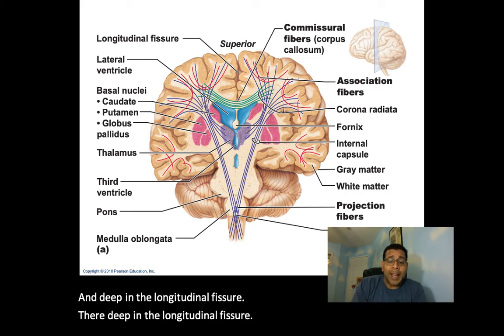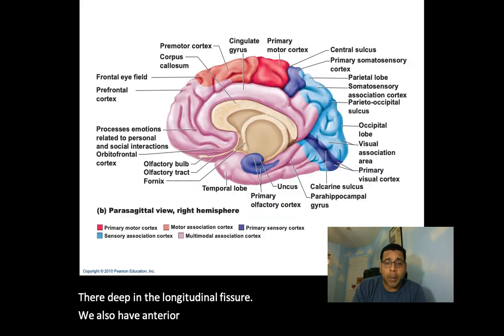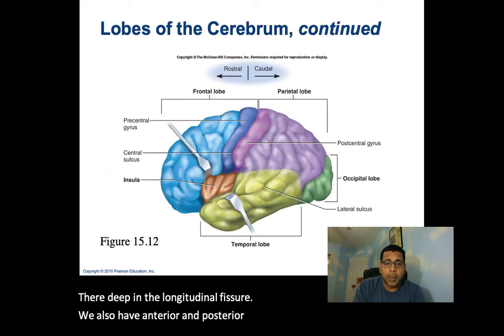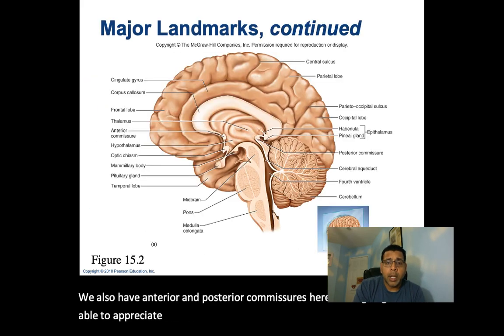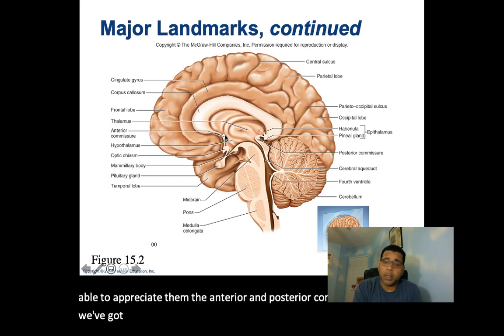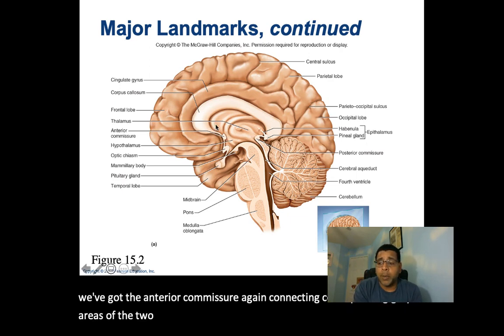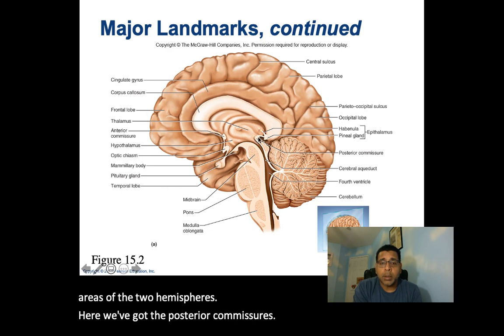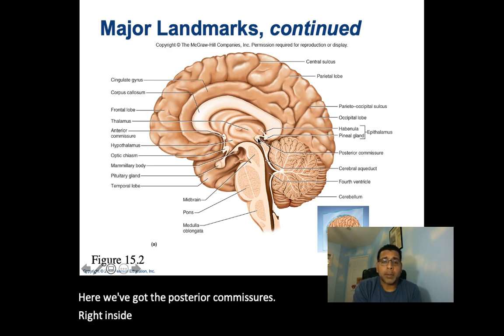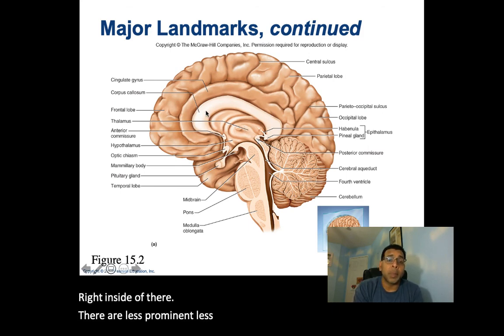We also have anterior and posterior commissures. Here we're going to be able to appreciate then the anterior and posterior commissures. Here we've got the anterior commissure, again, connecting corresponding gray areas of the two hemispheres. And here we've got the posterior commissures right inside of there. And they're less prominent commissures compared to that corpus callosum.